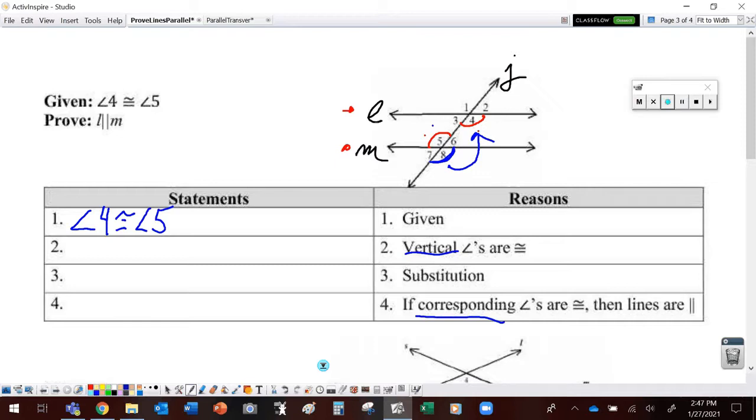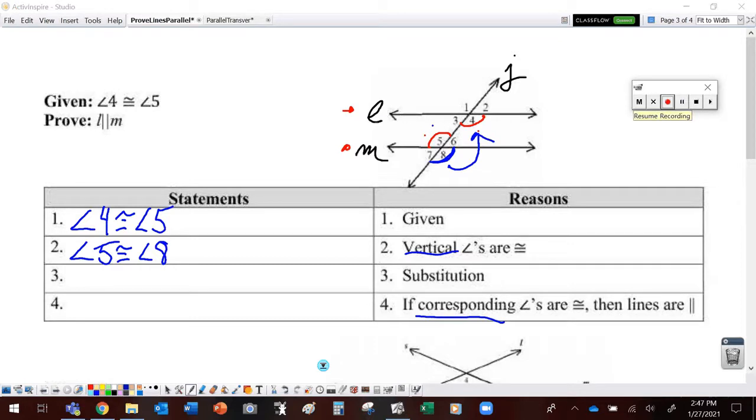So let's try this. Let's say angle 5 is congruent to angle 8 because vertical angles are congruent. And that's true no matter what. Whether we have parallel lines or not, those angles are going to be congruent.